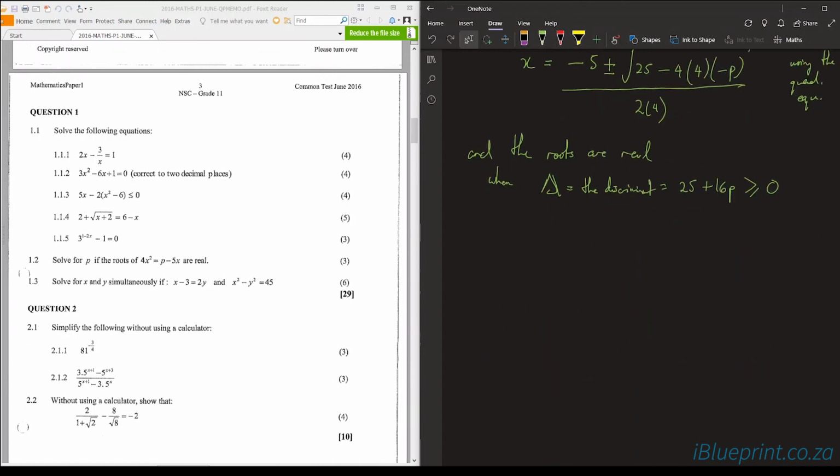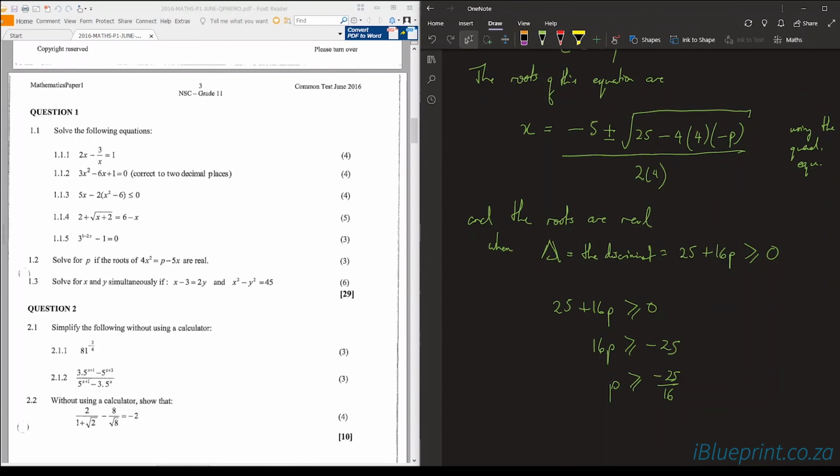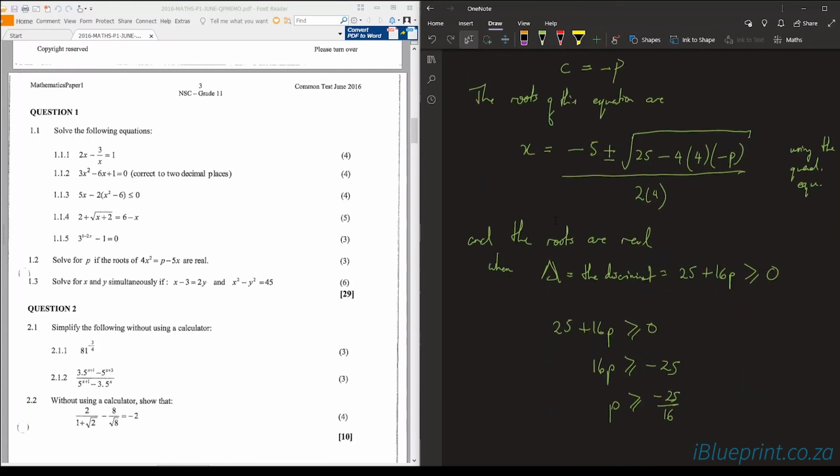So we solve the inequality. What we have is 25 plus 16p is greater than or equal to 0. So we can take 25 to the other side. 16p is greater than or equal to minus 25. So p is greater than or equal to minus 25 over 16. So all we've said is that every time p is bigger than minus 25 over 16, the discriminant of the equation, the part under the root, will be 0 or will be positive, which means that all the roots will be real. And so that's the solution to this original problem.